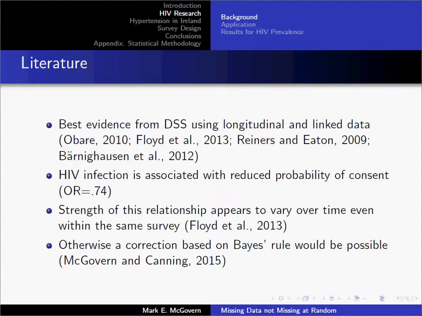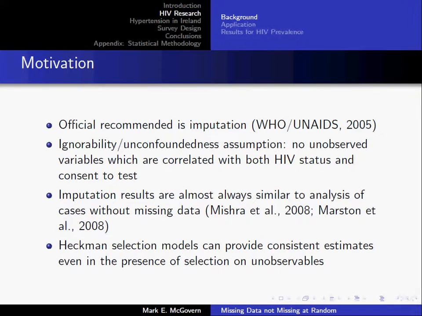Those numbers that I showed you are based on the official recommendation, which is just to impute the missing values. So remember, in surveys we have a lot of other information. So we know age, education, lots of stuff about these people. And in fact, the participation rates in the interviews are very high. So usually over 90% of people do the interviews. It's just when they come to the blood test afterwards, that's when they decline.